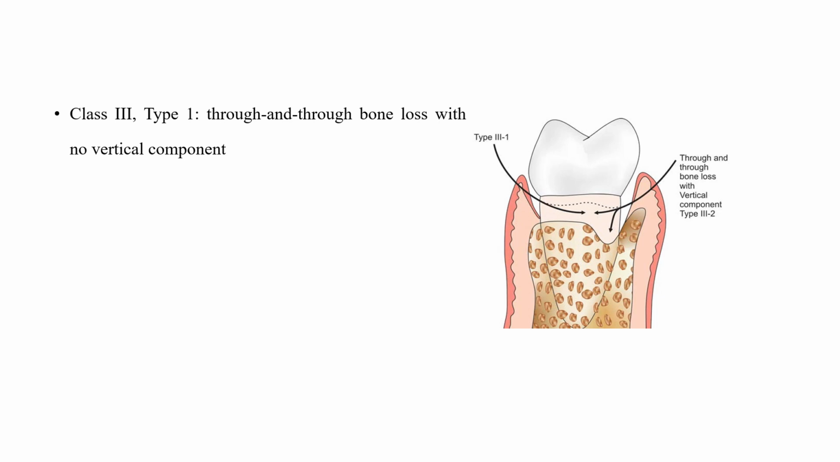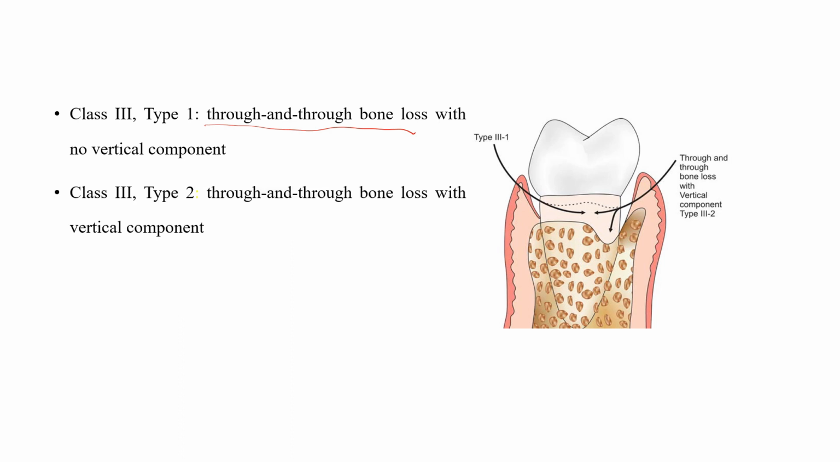Then type 3, type 1. Type 3, there is through and through bone loss with no vertical component. That means the bone loss is only in this direction but not in the vertical or downward direction. And type 3, type 2 is this, where there is through and through bone loss in the horizontal direction and there is bone loss also in the vertical direction. So here, class 3, type 2.